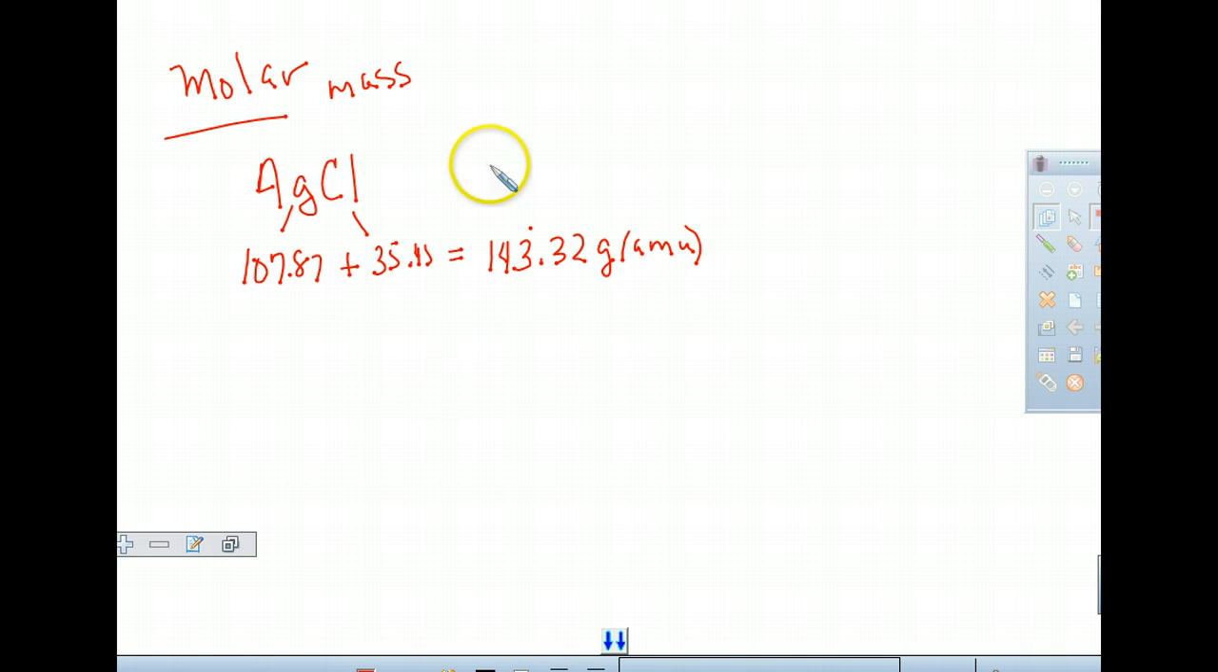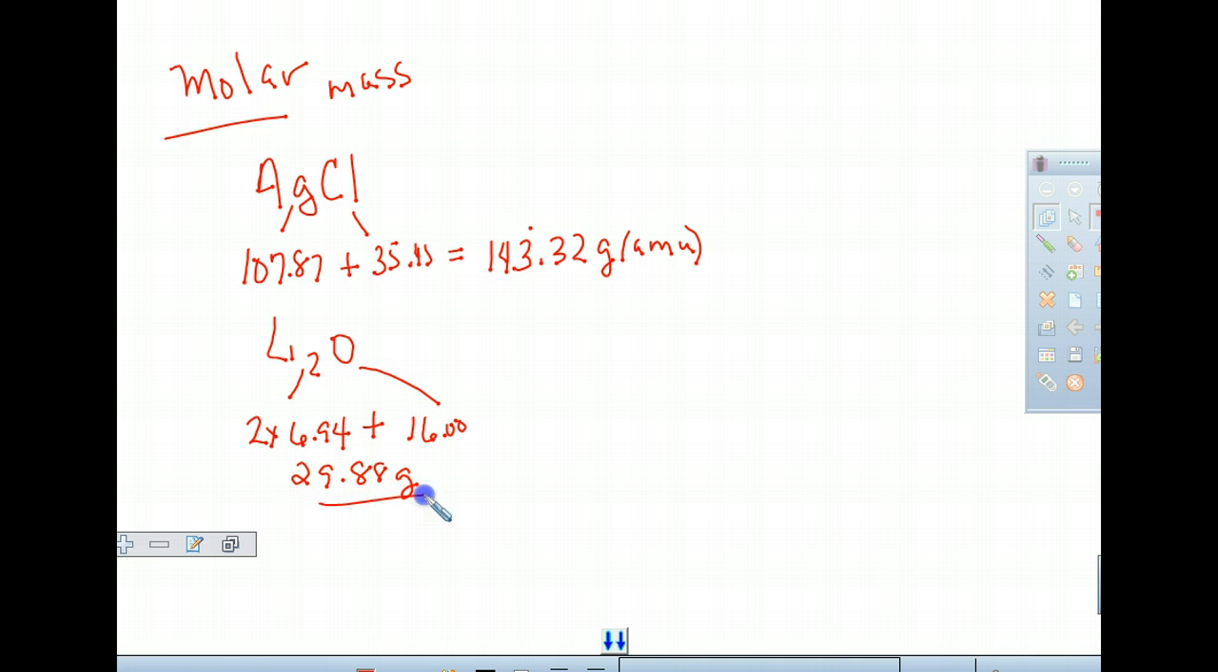Okay, let's try one that's a little bit different. Molar mass is really, really easy. You shouldn't have too many problems with this. Let's look at lithium oxide. I notice that there are two lithiums, so it'll be 2 times whatever the atomic mass is on the periodic table, which is 6.94, and I will add that to one of these, which is 16.00. I get a mass of 29.88 grams as my total, and that is molar mass.